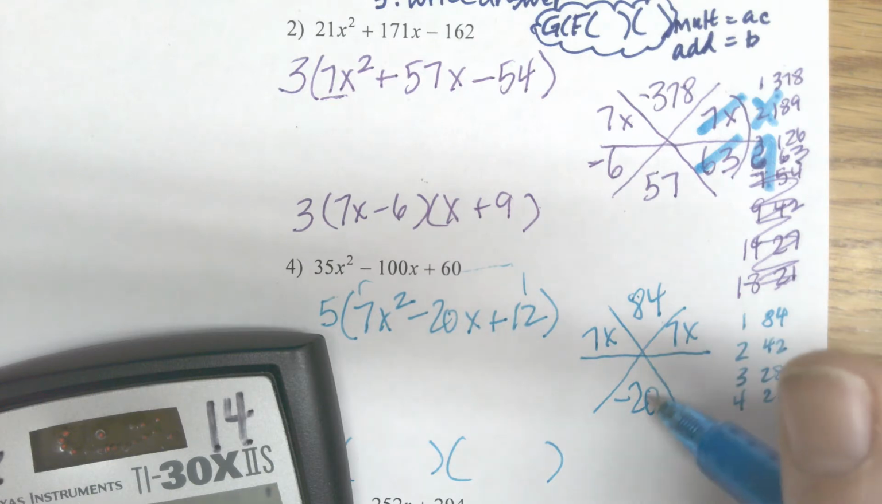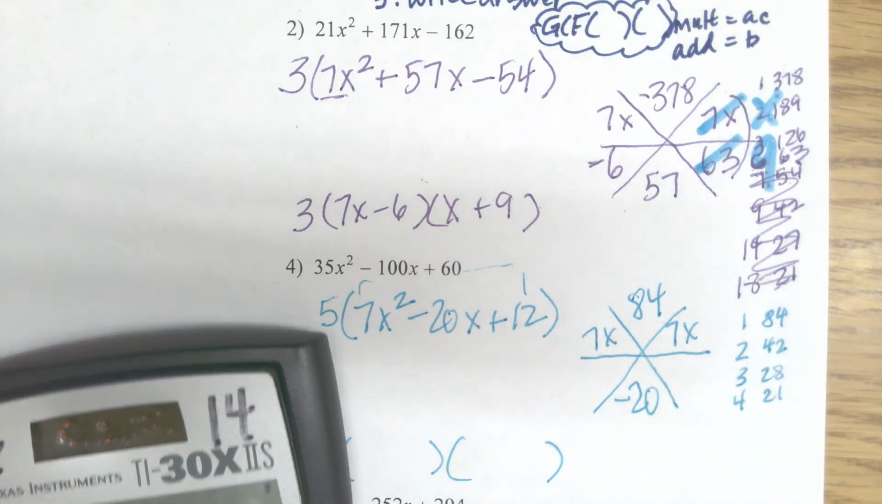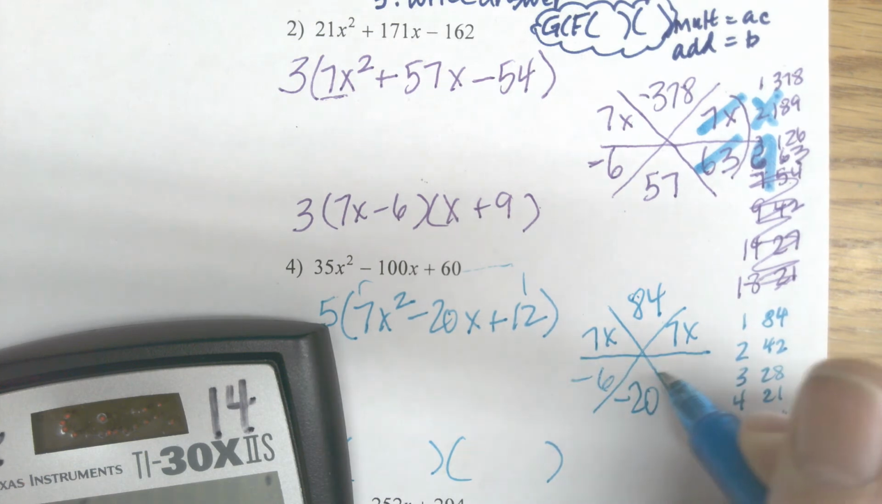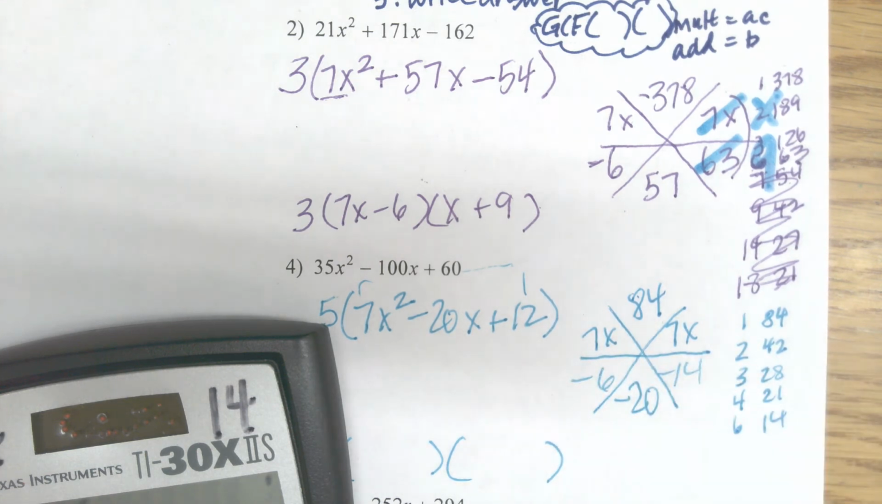Trying to get negative 20 when I add them together. So one's going to have to be, oh, it looks like they're both going to have to be negative because the top is positive. So 84 divided by 5 isn't going to work. 84 divided by 6. 6 and 14. Oh, 6 again. Great, because negative 6 and negative 14 will give me negative 20.